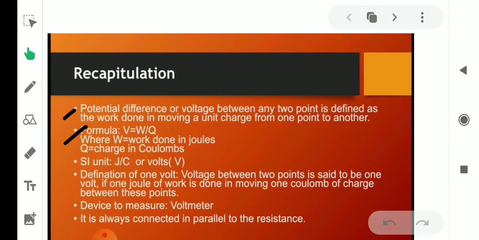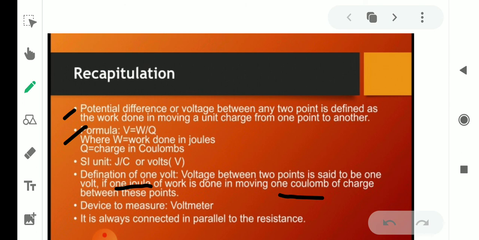Now, next, what is the definition of 1 volt? The voltage between the 2 points is said to be 1 volt if 1 joule of work is done in moving 1 coulomb of charge. If 1 joule of work is done in moving 1 coulomb of charge, then the potential difference is said to be 1 volt. You have to remember this.